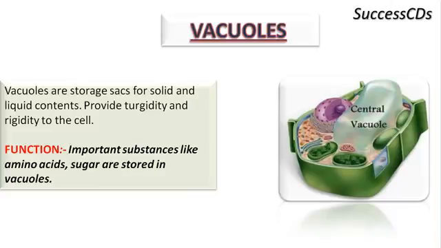Now vacuoles. Vacuoles are storage sacs for solid and liquid contents. In animal cells, vacuoles are small, but in plant cells, they are very large. They are so large that they occupy 50 to 90% of the cell volume. The function of vacuoles is they store important substances like amino acid, sugar.